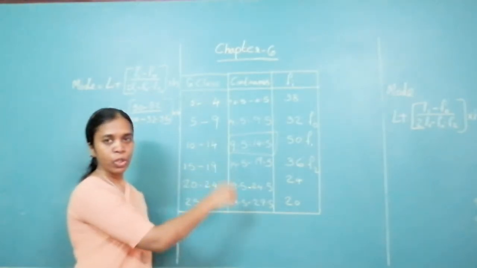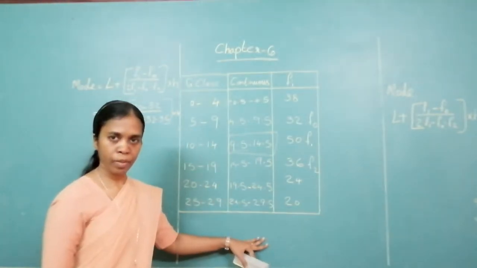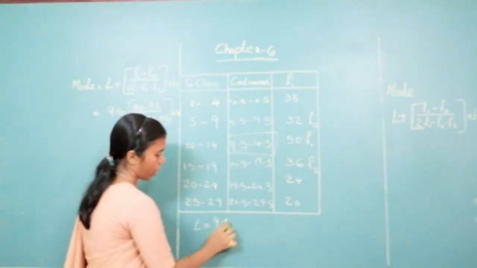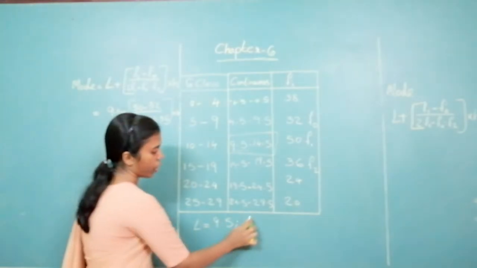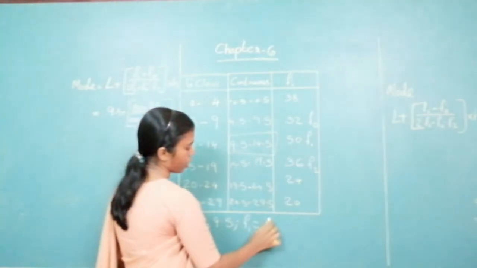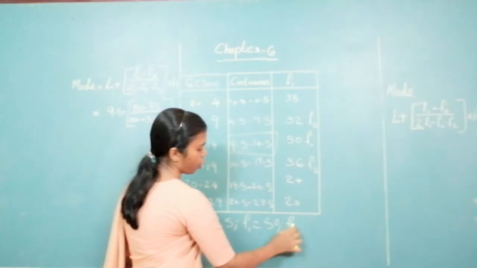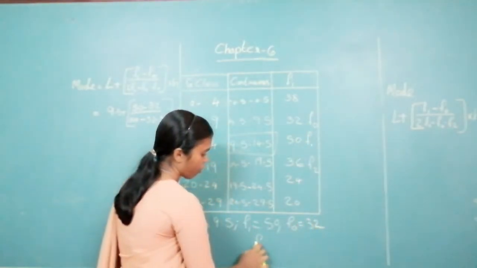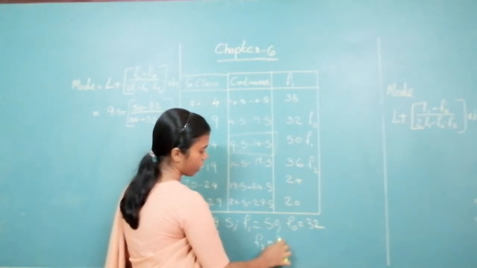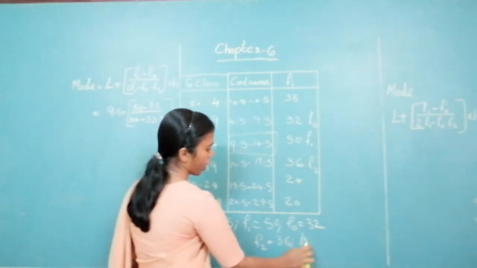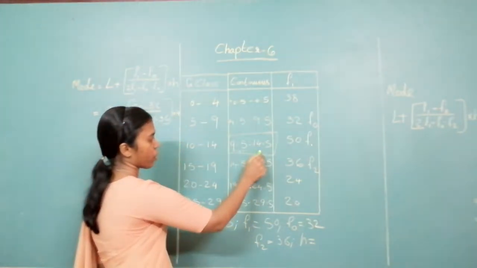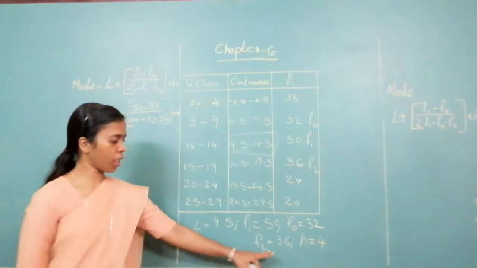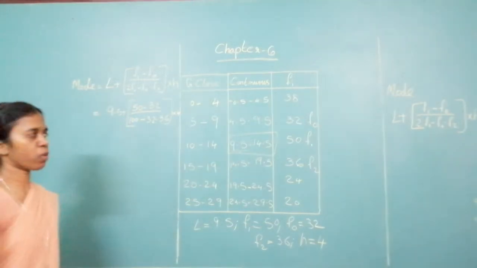Once you get the table ready, you write what is your L. L is 9.5. f1 is 50. f0 is 32. f2 is 36. And what is your h? h is the difference, that is 4, the class width. Then directly from here you substitute in the formula and solve it.